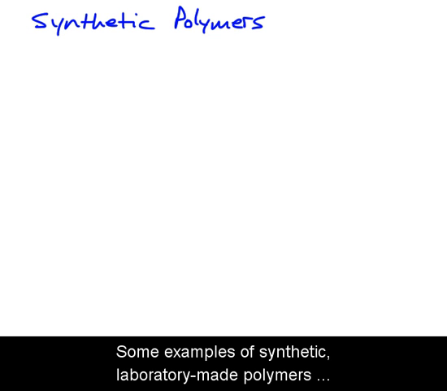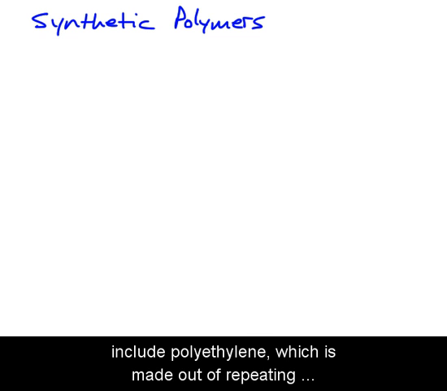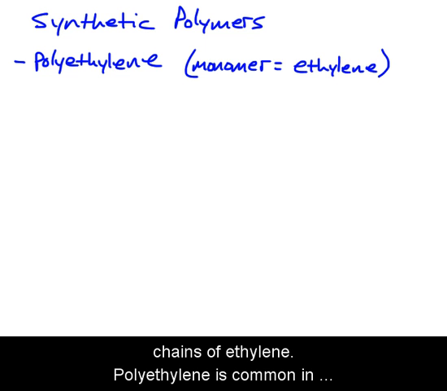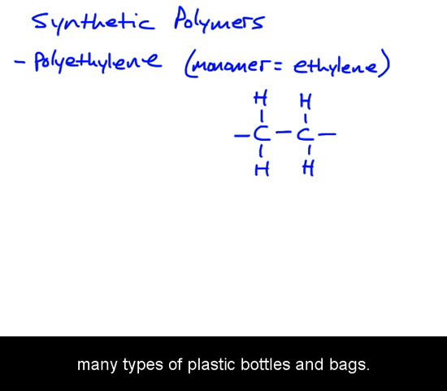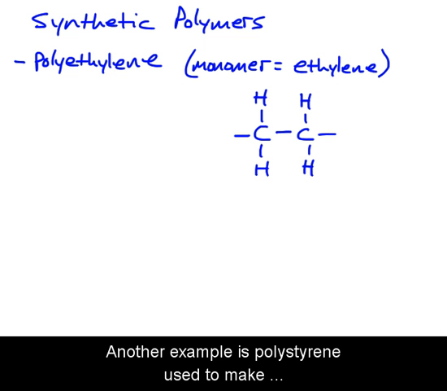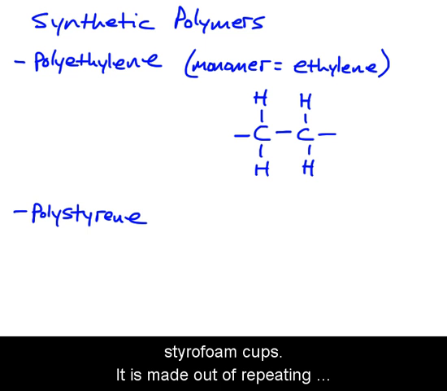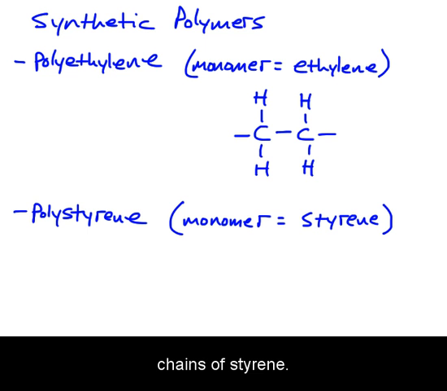Some examples of synthetic, laboratory-made polymers include polyethylene, which is made out of repeating chains of ethylene. Polyethylene is common in many types of plastic bottles and bags. Another example is polystyrene, used to make styrofoam cups. It is made out of repeating chains of styrene.